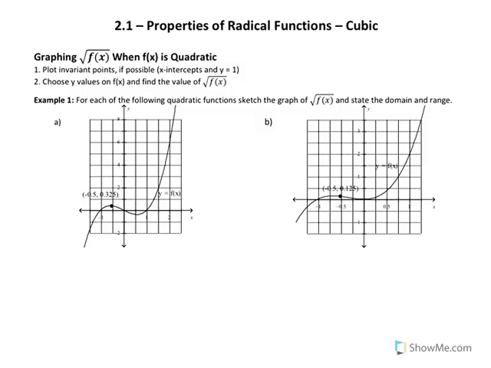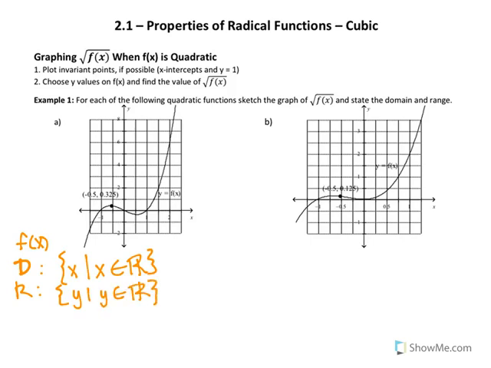2.1 Properties of Radical Functions, and now we're going to do cubics. Just like the other things that we've done, you would have the graph first and then you will square root your answers. So first let's do the domain and range of f of x. So x is going to be an element of the real numbers, and range is also going to be an element of the real numbers for both of them. So that works for both.